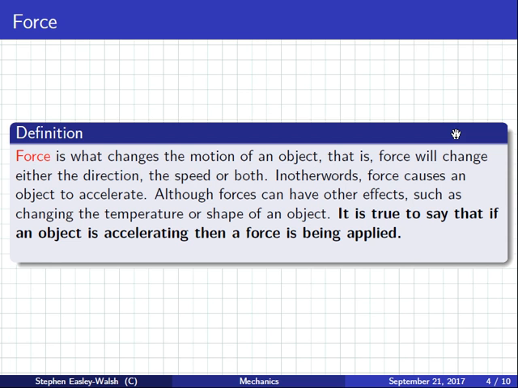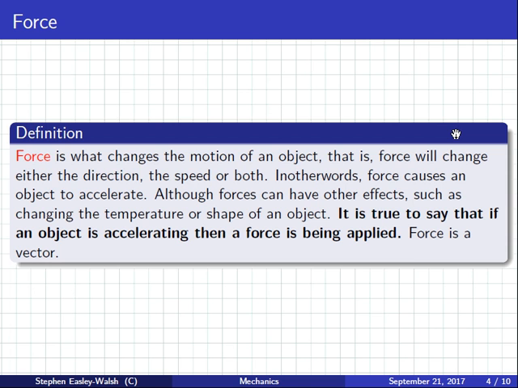Anyways, the key point here is it's true to say if an object is accelerating, then a force is being applied. That's the simple fact. If something is accelerating, there must be a force doing it. You cannot have an acceleration and no force. It's not possible. I cannot think of any way you can have an acceleration but not have a force. You must have a force.